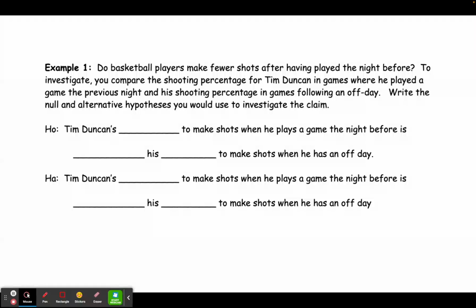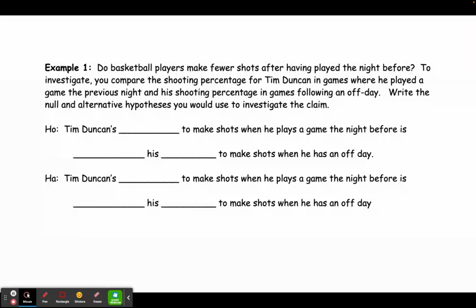In example number one, we're going to look at a situation where we suspect that maybe basketball players make fewer shots after having played the night before. To investigate, we're going to compare the shooting percentage for Tim Duncan in games where he played a game the previous night, so in other words, having games two nights in a row, and compare that to his shooting percentage in games following an off day. We just are going to write the null and alternative hypotheses to investigate this claim.